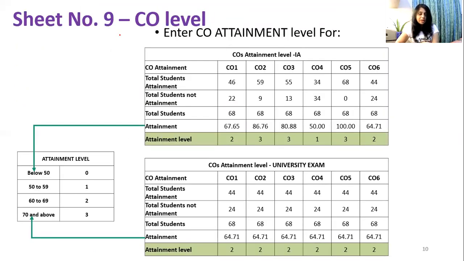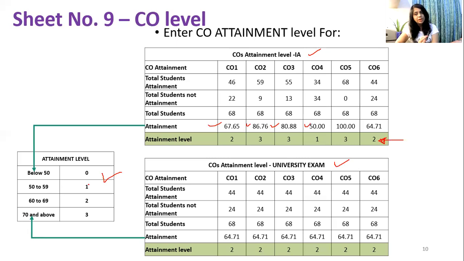Then open sheet number 9. In sheet number 9, again there is the CO attainment level for internal assessment. This I have already explained in earlier videos also, but CO attainment for IA, for the university exam. So you have to enter these values wherever there is green, according to this table. According to this table means in this table you will automatically get these values.